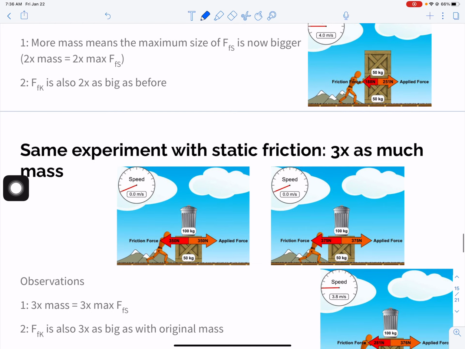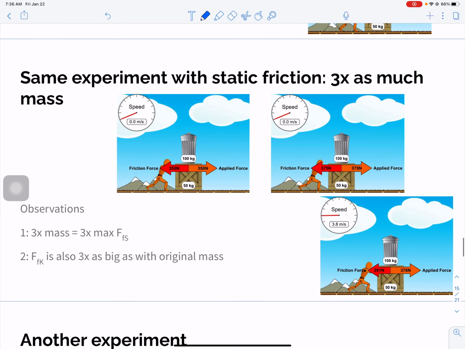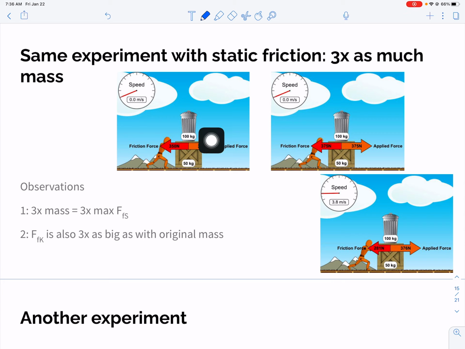All right, so what happens if we do 3 times as much mass? So I'm going to put on the garbage can, which is 100, and my crate is 50, so I now have 150 kilograms, which is 3 times as much mass as I had originally. And I can apply 350 newtons, speed 0. I can apply 375, speed still 0. But the moment I get to 376, my speed starts increasing, and my force of kinetic friction stops. Okay? So 3 times the mass, force of static friction 3 times as big, force of kinetic friction 3 times as big. So it seems like normal force, at least on a flat surface, is related to the mass.